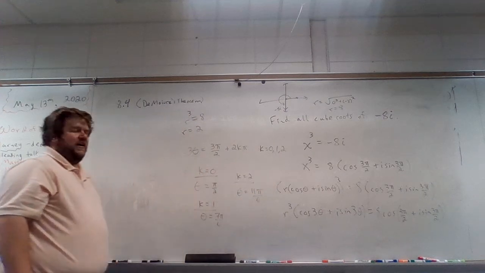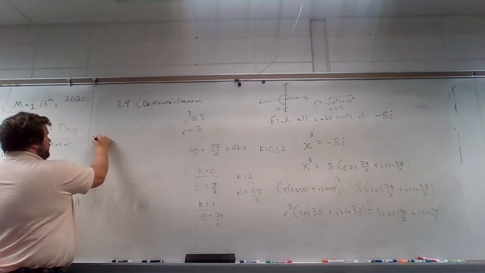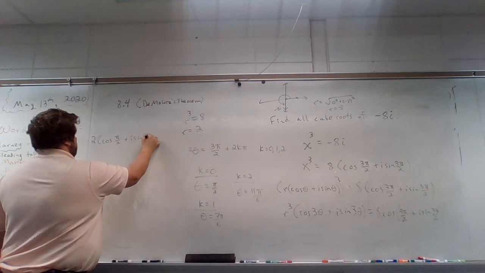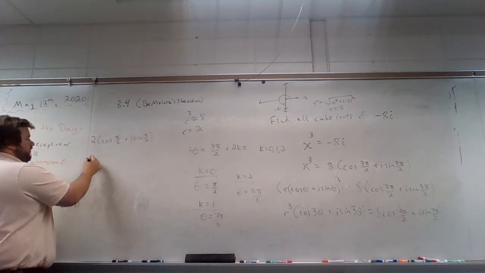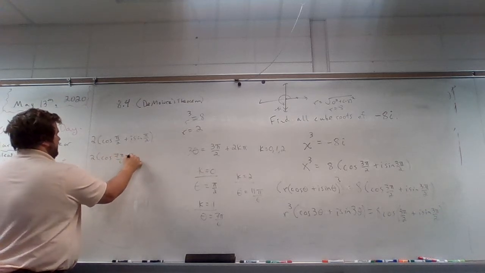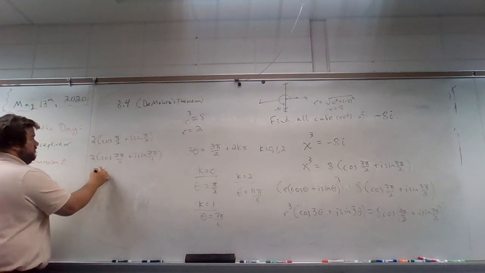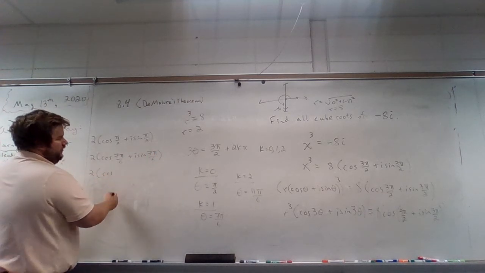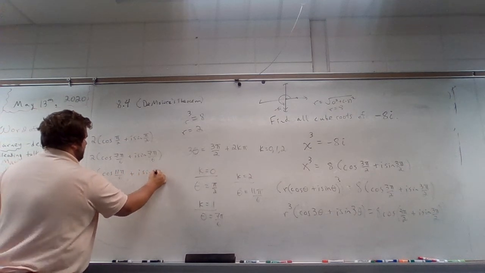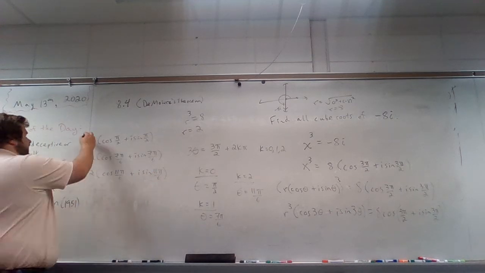And that means my 3 complex numbers that do this are, my r was 2, so I have 2 cosine of pi over 2 plus i sine of pi over 2. I have 2 cosine of 7 pi over 6 plus i sine of 7 pi over 6. And I also have 2 cosine of 11 pi over 6 plus i sine of 11 pi over 6. So this is our answer.